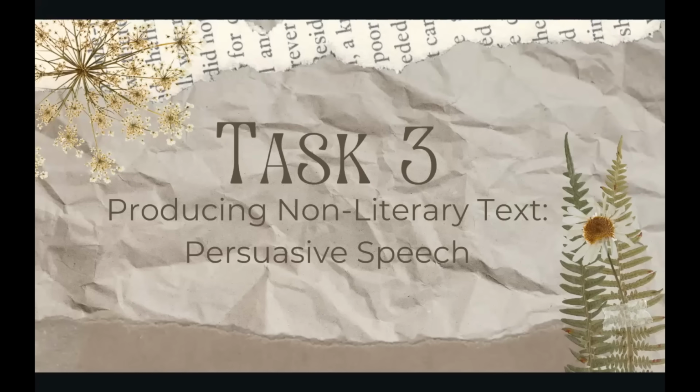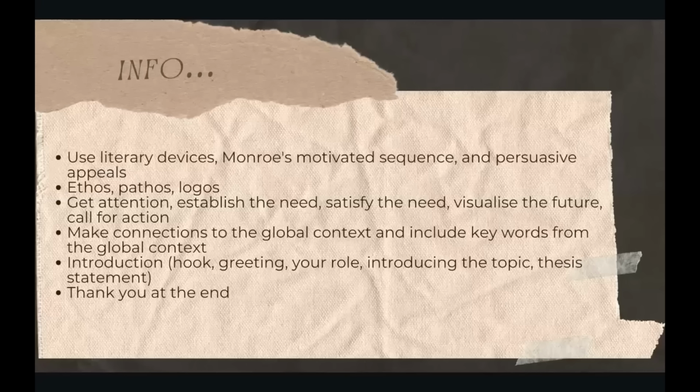And another text type that came before is persuasive speech, in which things that you can use, obviously you have to use literary devices. You can also use Monroe's motivated sequence, in which the 5 steps are: you get attention, you hook the audience, you establish the need, you mention a problem, what's the problem, you satisfy the need, you give a solution to the problem, and you visualize the future. How better off would the future be with this solution, or how worse off would it be without the solution? And then you call for action.